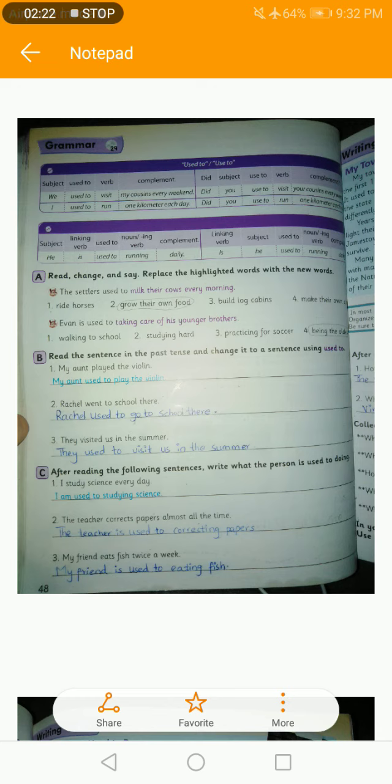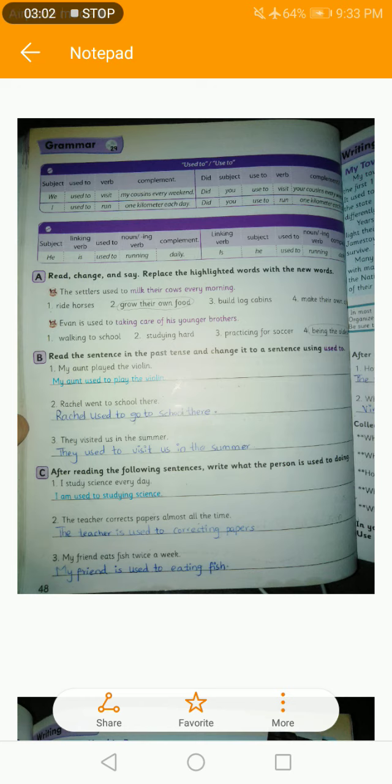Then the second one: Raquel went to school there. This is also in the past tense, so we change this by using used to. Raquel used to go to school there. Look at the third one: They visited us in the summer. We change this sentence by using used to. They used to visit us in the summer.